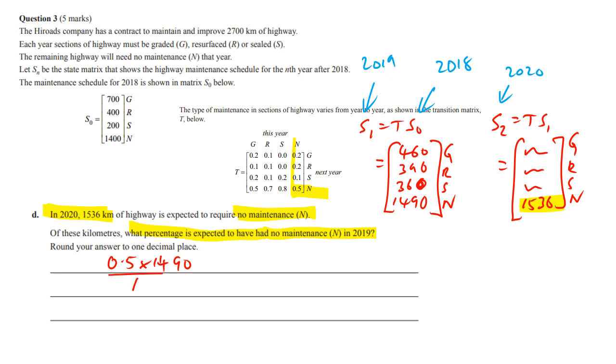1490 over 1536. And if you put it in the calculator, you get 0.485, and so on. Putting that as a percentage is 48.5% to one decimal place. Why do we do that? Well, it's because it says there in the question, make sure you do the percentage to one decimal place.